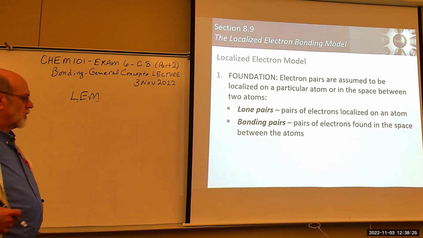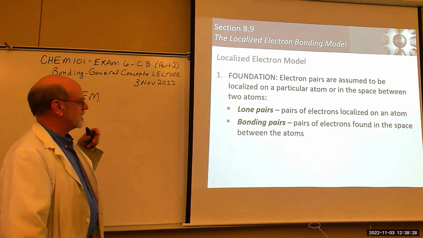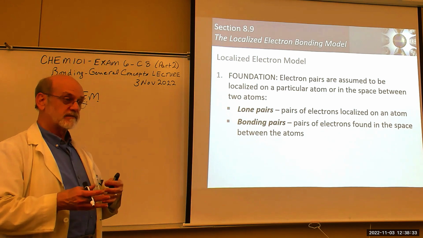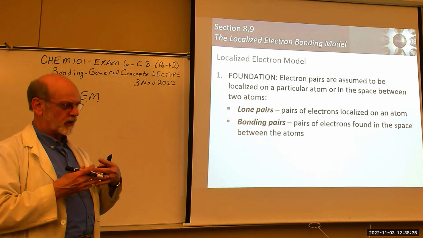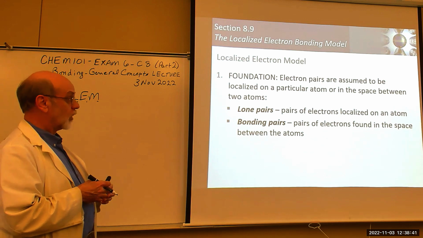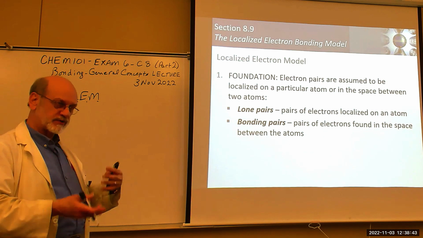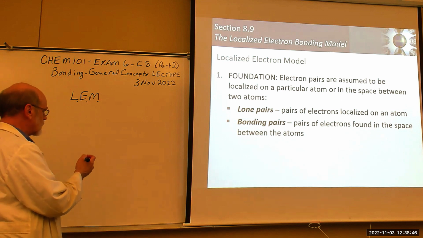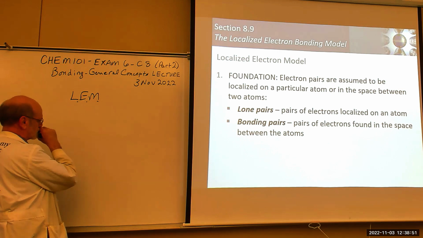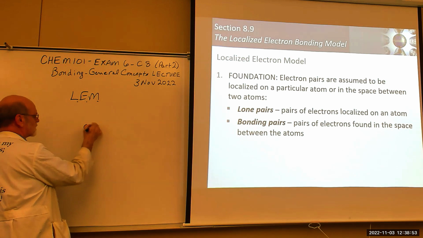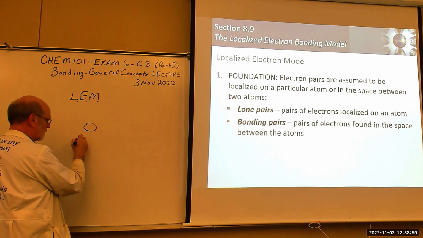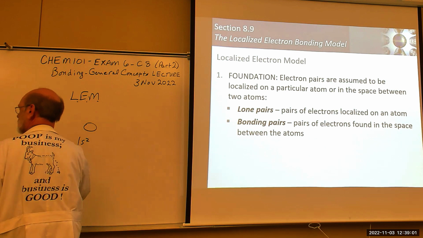What we have to know about the bonding process is that a single bond, as we said before, is composed of 2 electrons, and they are assumed to be localized in the space between the atoms. In other words, say, let's use oxygen again. So oxygen has 1s2, let's see, that's 8.